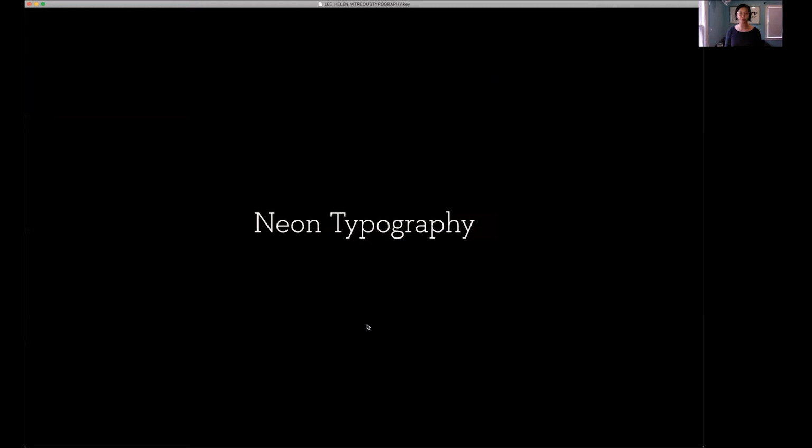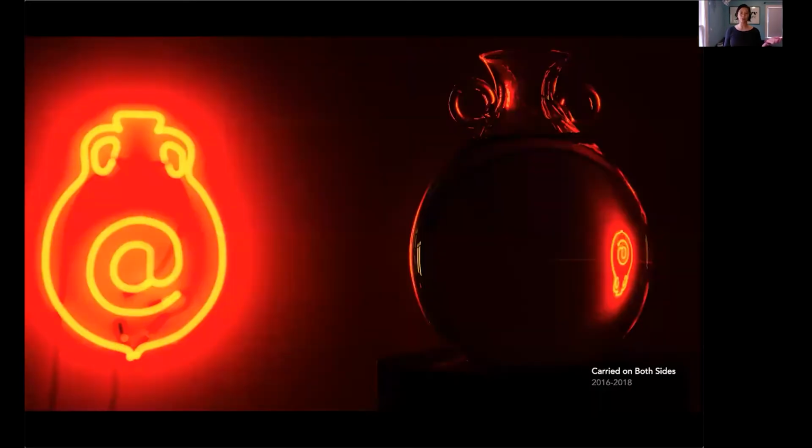I'm going to brush through neon typography really quick because I feel like that's probably the most well-known relationship between glass and typography, in that there's an existing repertoire of glass typography in the field of neon. In my own work, I would say I dabble in neon. I'm not an expert by any means, but I have some projects that have made some use of it.